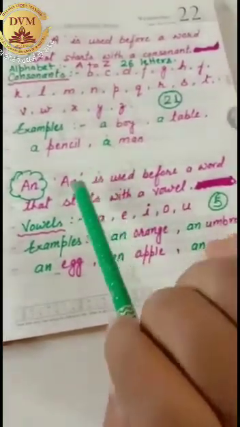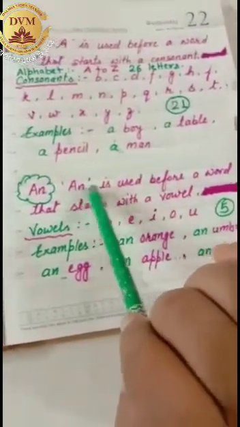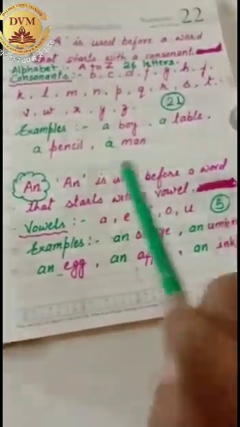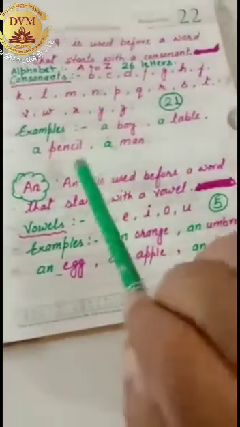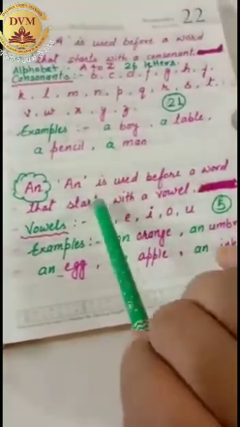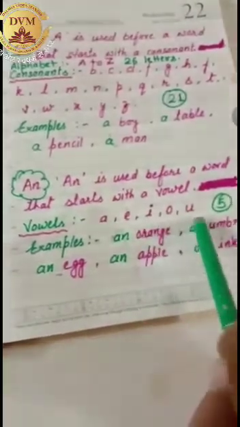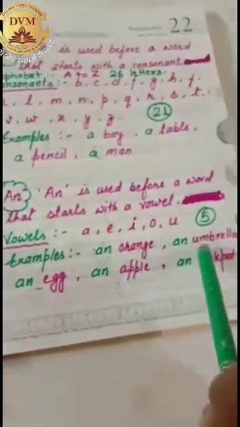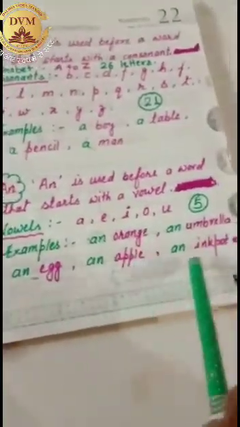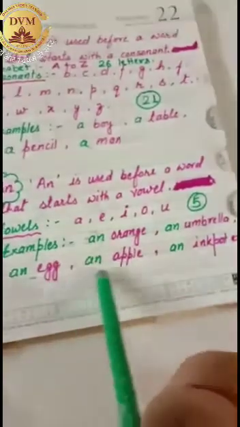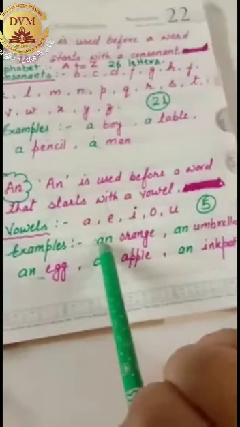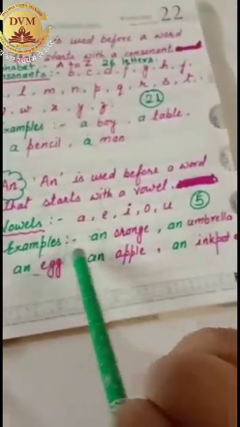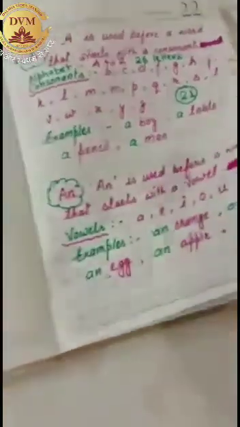So come to the definition of this. An is used before a word that starts with a vowel. We will use an before the word which is starting with a vowel, and the vowel letters are given here. A, E, I, O, U. Let's see the example. Orange, umbrella, egg, apple, ink pot. See, these all words are starting with a vowel letter. That's why we have used an before these words. Okay, clear?